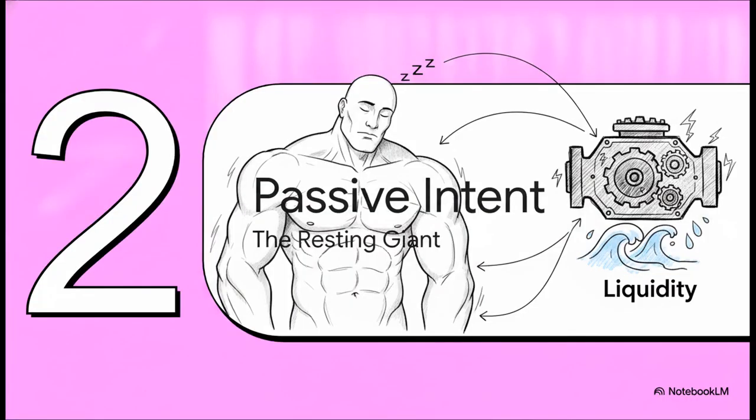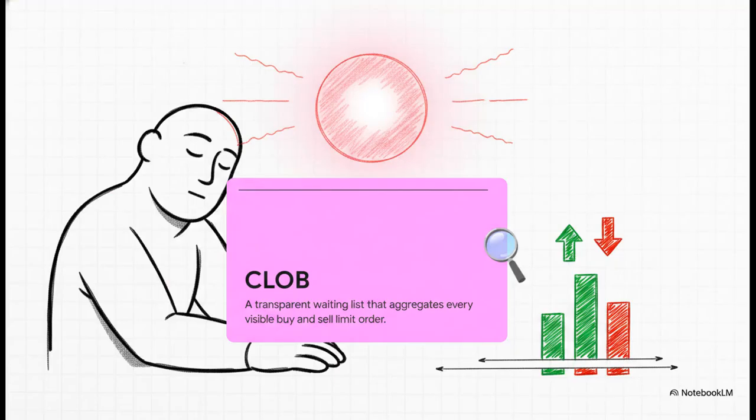Moving on to Section 2, Passive intent and liquidity. I like to call this part the resting giant. So, the Centralized Limit Order Book, or the CLOB for short. Think of this as a transparent ledger that shows exactly where traders actually want to do business. It aggregates all the visible buy and sell limit orders at every single price level. These are traders stating their passive intent.